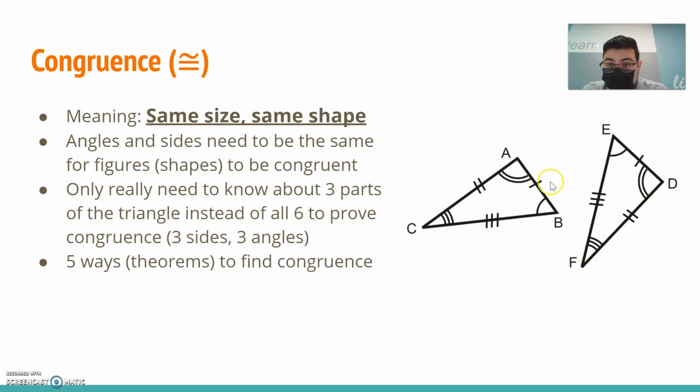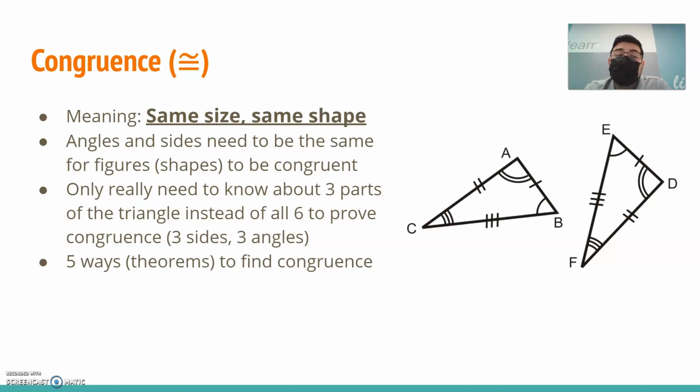So if you look at these right over here, A, B, C, and D, E, F, they are the same size and the same shape. Is it same sides, same angles? Angles and sides need to be the same for these figures or shapes to be congruent. So you've got to have the sides and the angles. Those are 6 parts of a triangle, 3 sides and then 3 angles.